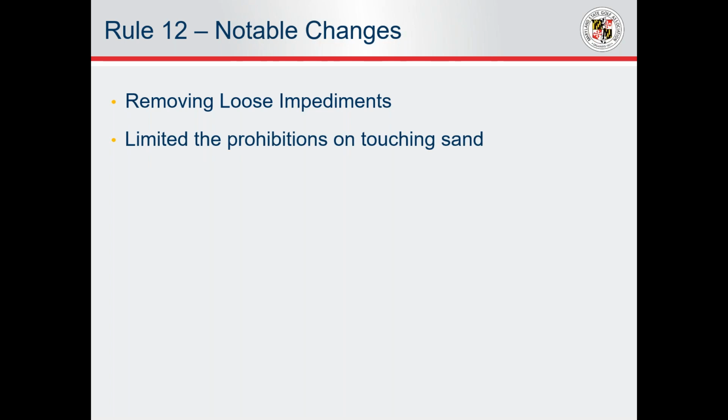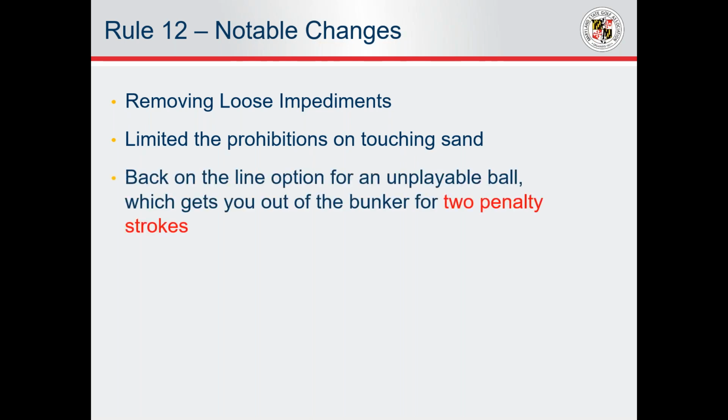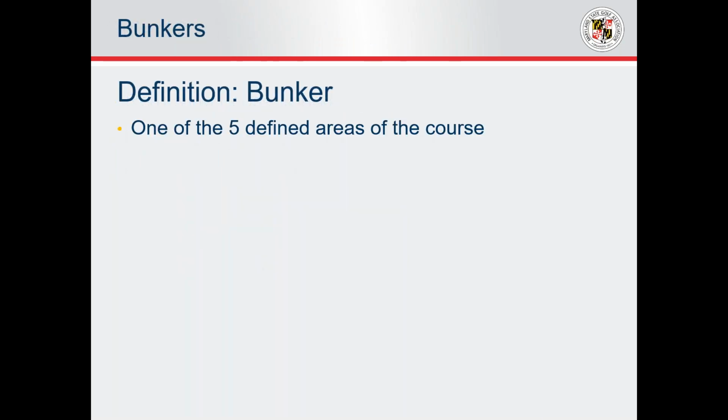Remember, we talked about there being a reason why we treat these specific areas differently. Penalty areas are treated differently than bunkers, and there are things that we can't do in a bunker that we may be able to do in a penalty area. Again, this was a review from last week. The back-on-the-line option for an unplayable ball, we've already covered that. We'll go over margins of a bunker and talk about whether a ball is in the bunker or not in the bunker.